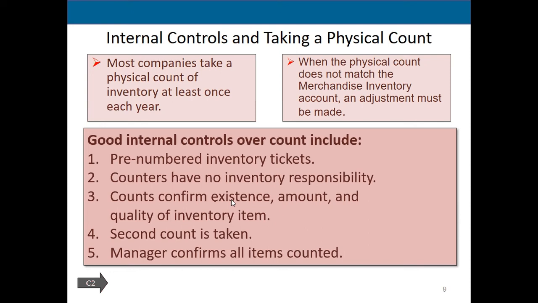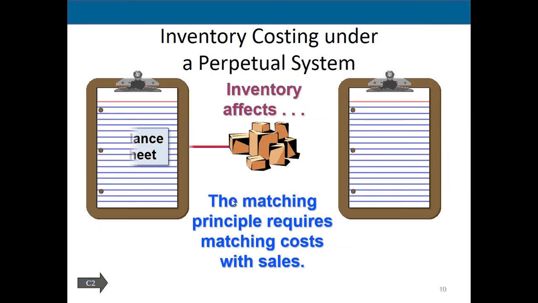Counts confirm existence, amount, and quality of an inventory item. So all of those things kind of happen at the same time. Sometimes, and probably in big stores like Walmart, it is absolutely likely that a second count is taken just for verification, and then a manager confirms everything that gets counted. So again, under that perpetual system, that's Walmart with the barcode scanner.